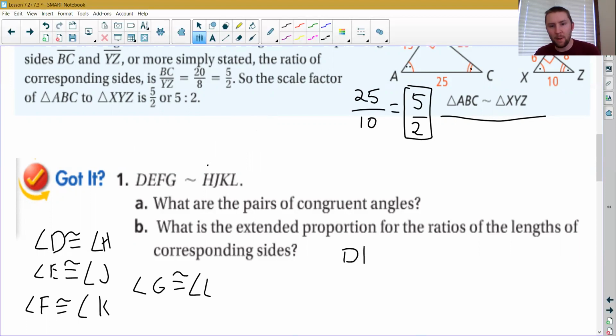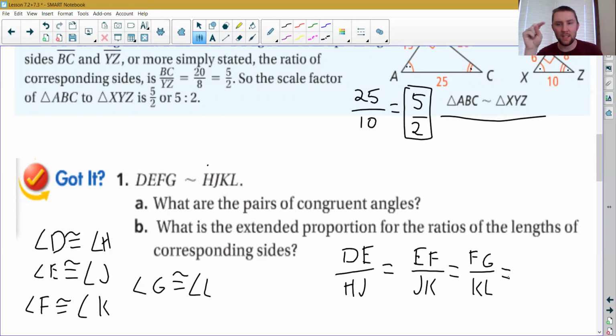So for example, if I pair up D with E, the first two letters of that first name, those need to get paired up with H and J. So that ratio, DE to HJ, needs to be equal to, let's say the next one, EF with JK. That also needs to be the same as, let's say, FG, the last two letters, with the last two letters, KL.